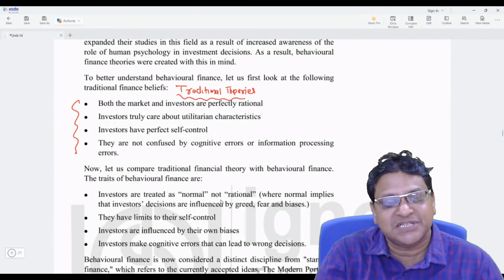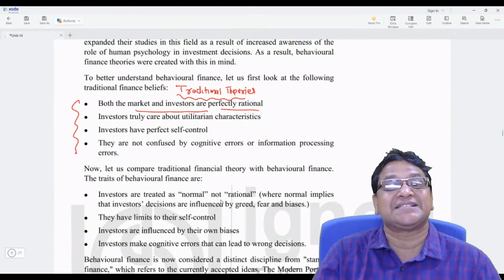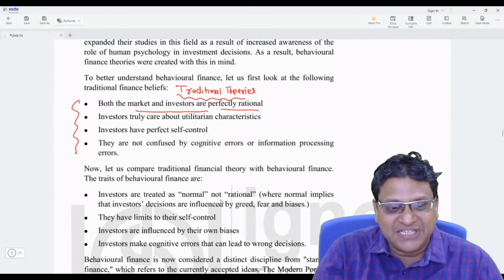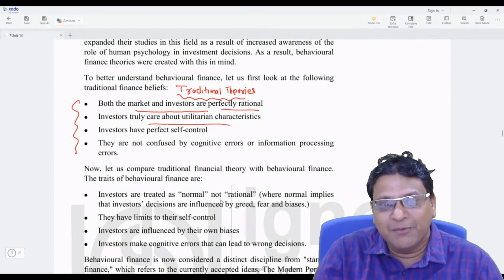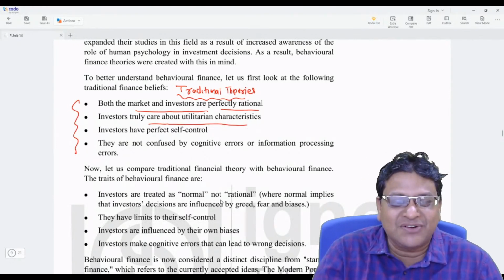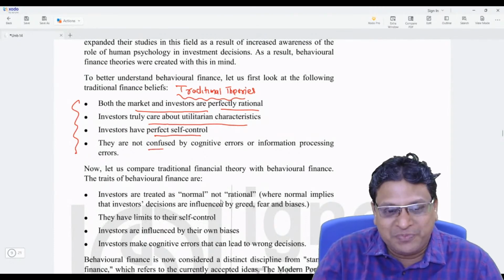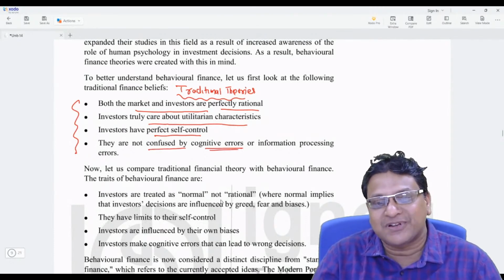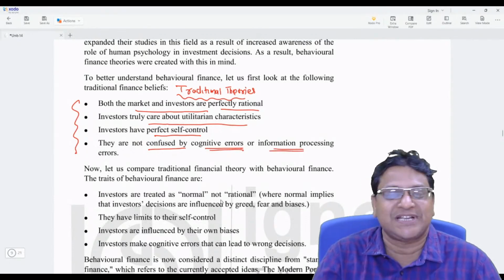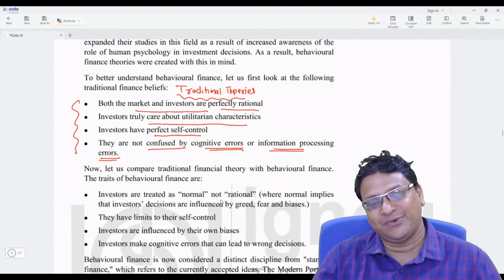The first assumption is that both market and investors are perfectly rational. Then, investors only care about utilitarian characteristics. Investors have perfect self-control. They are not confused by cognitive errors and information processing errors. So these are the assumptions of traditional theories.